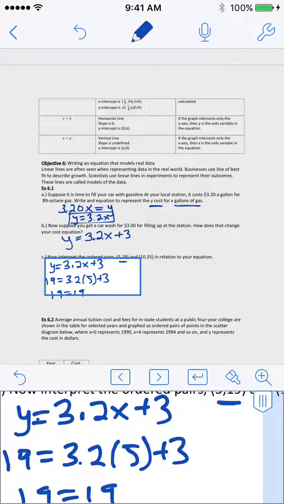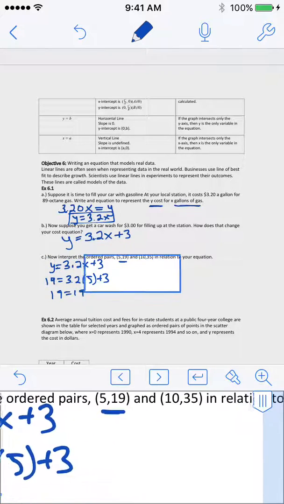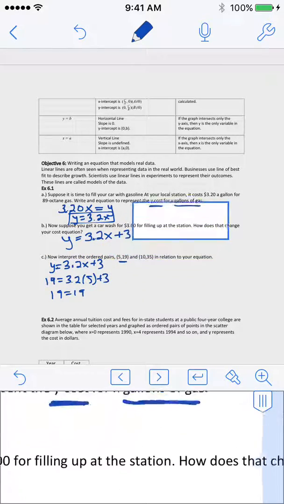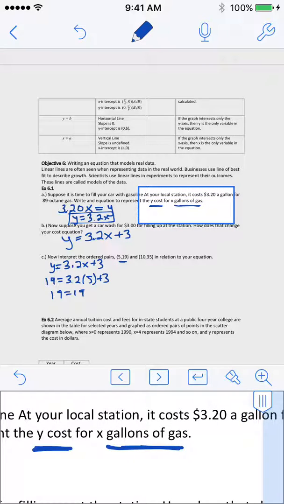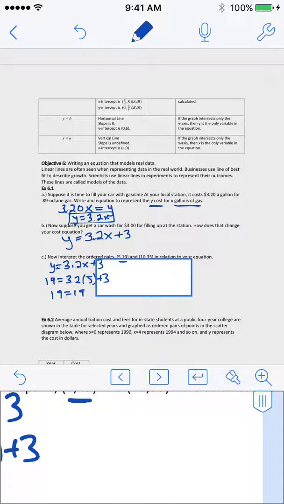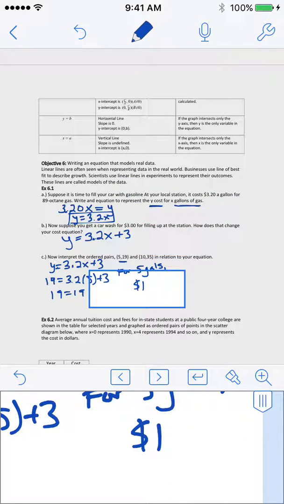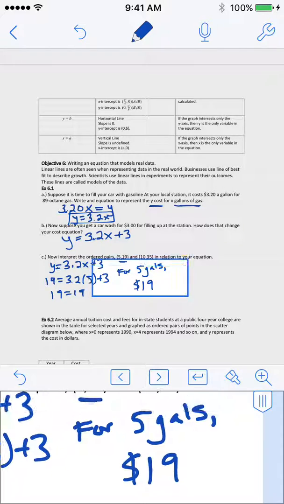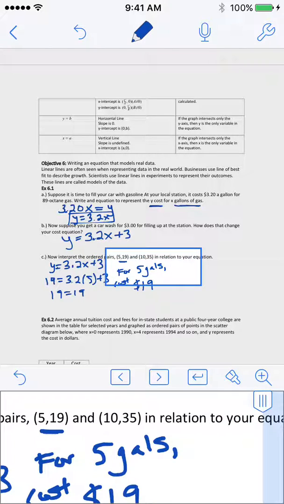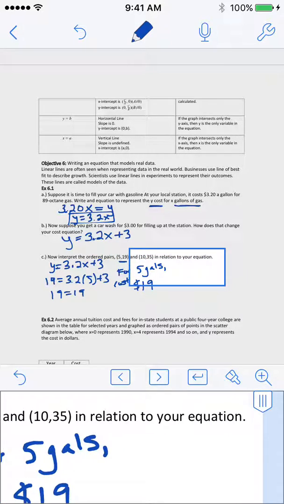But what does it mean? Why do we care? What does that mean here? Like, what is (5, 19)? Well, if we go way back up to A, we realize that x is the gallons. So for 5 gallons, it's going to cost y, or in this case, $19. So 5 gallons is going to cost $19. Same thing goes for this other one. So talk about that for a second. What does the ordered pair (10, 35) mean?